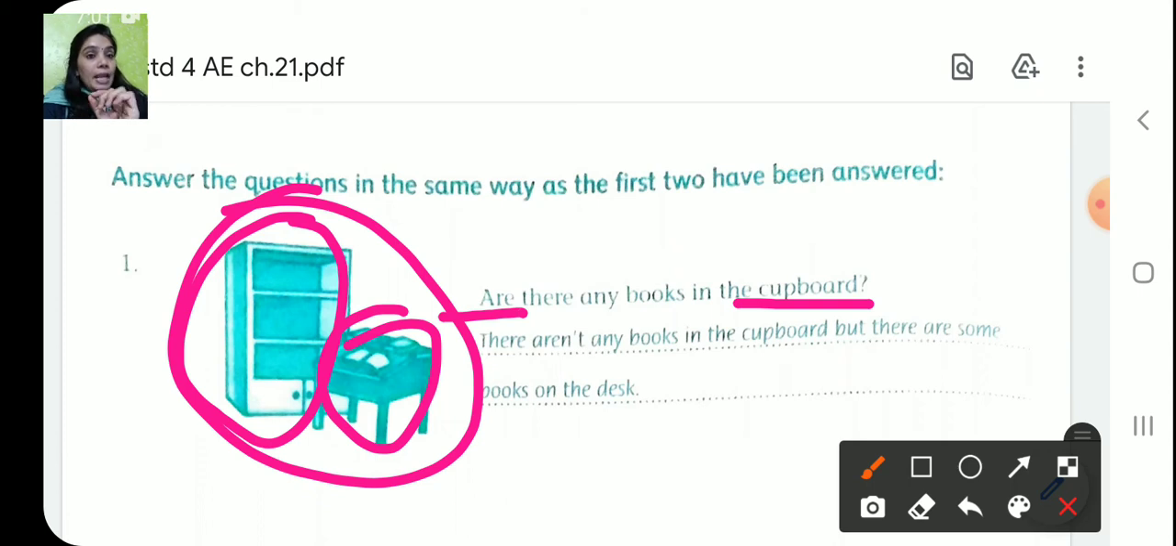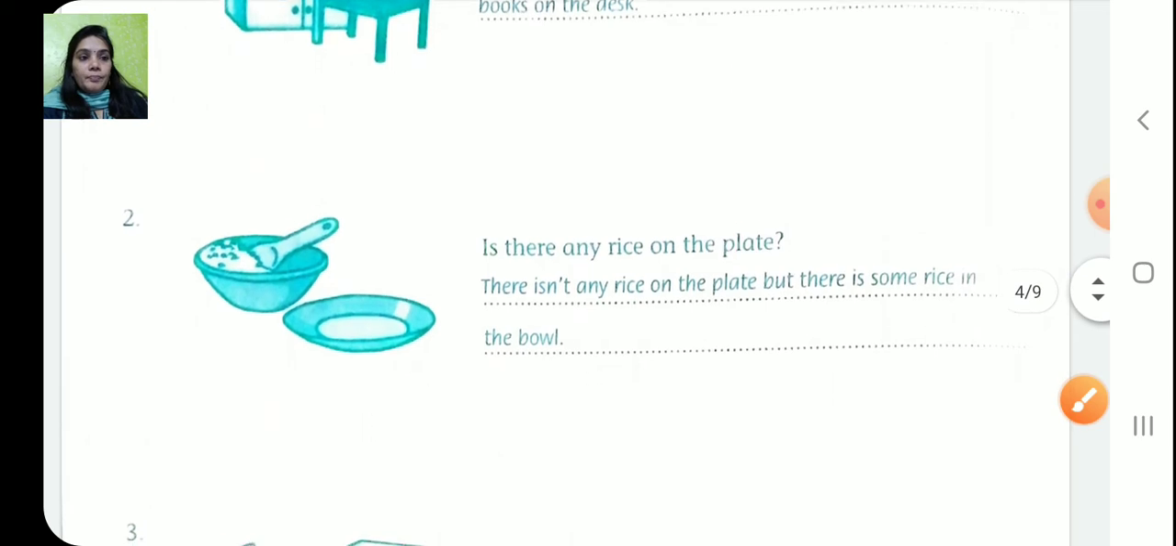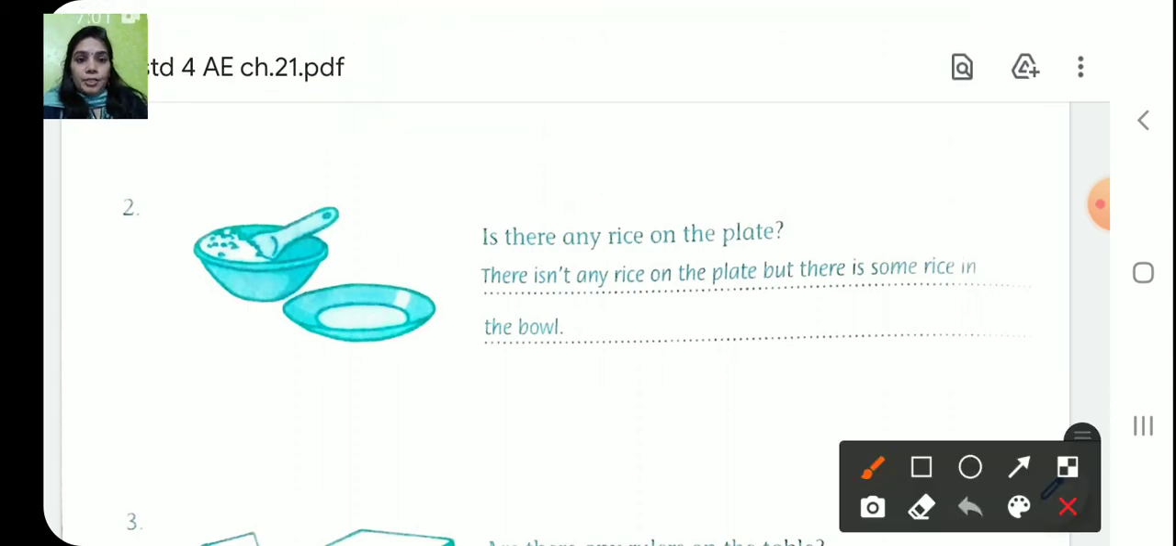So are there any cups in the cupboard? So what will you write? There aren't any cups in the cupboard, but there are some cups on the desk. Okay. So let's see the second question. So this is an uncountable noun now. So is there any rice on the plate? So here they are asking about the plate first, but in the bowl there is some rice.